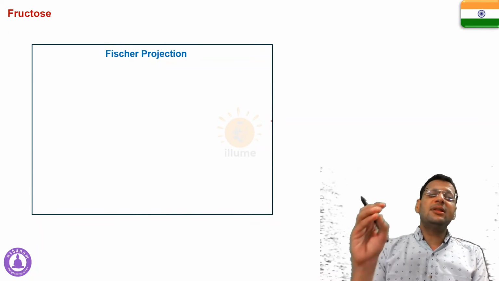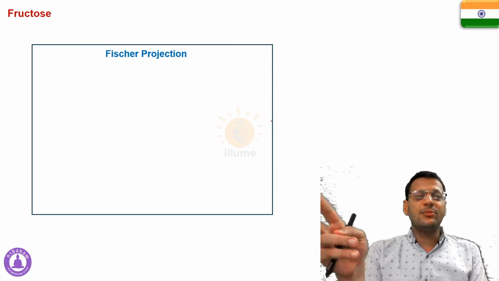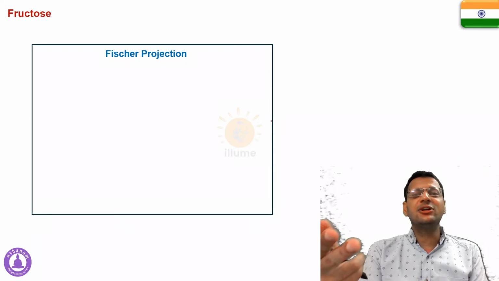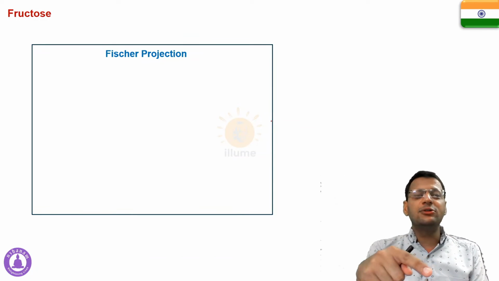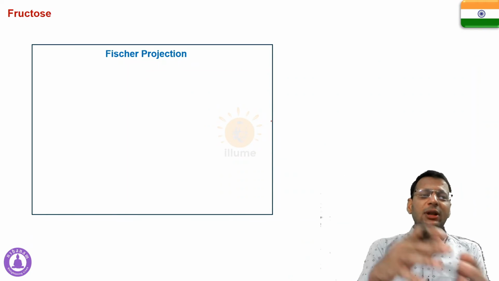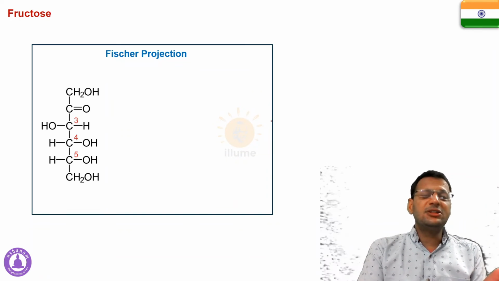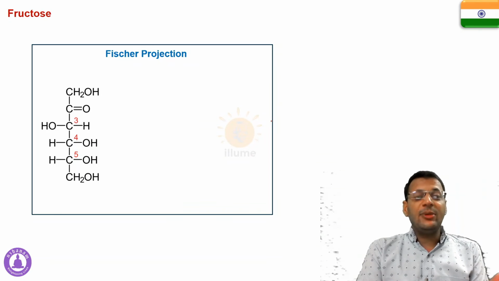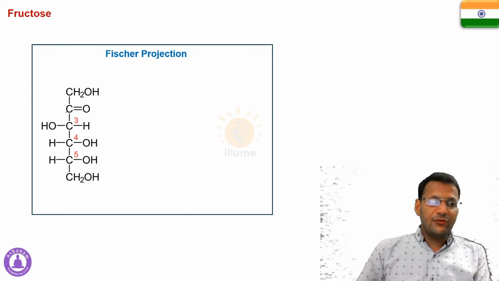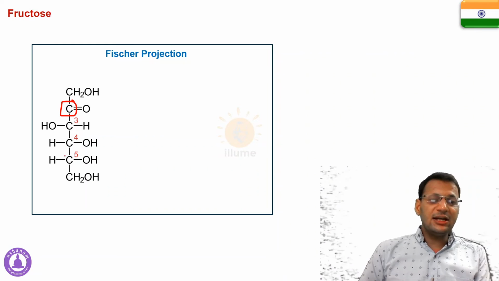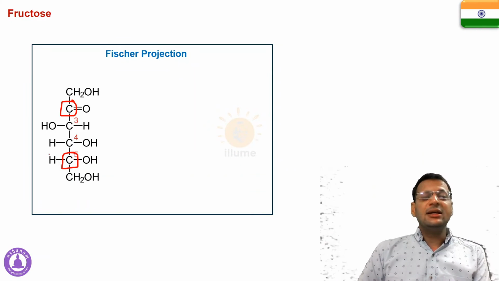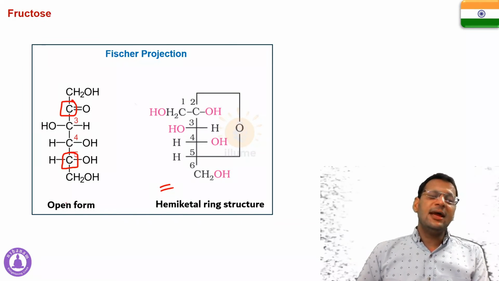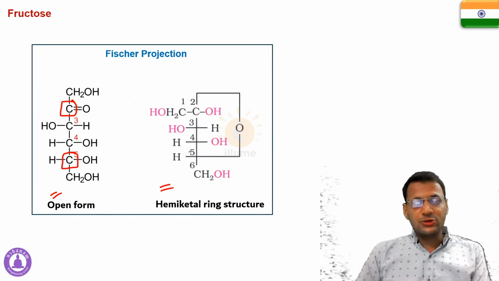Now let's talk about how fructose is projected in different forms. If we talk about Fischer projection, I have already discussed Fischer projection and Haworth projection in one of my other videos. Here I'll talk only about fructose. So this is the open form of fructose, 6 carbon with a ketone group on the second carbon, and when the ketone group from the second carbon reacts with the alcohol group on the 5th carbon, it forms a hemiketal ring structure. So this is the hemiketal ring structure and this is the open form of fructose.